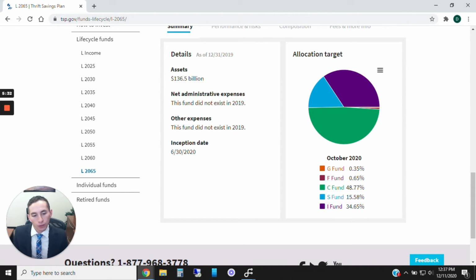And then about almost 50% is the C fund, a little over 15% is the S fund, and about 35% is the I fund. So, quick recap, the C, S, and I funds are stock-based funds, meaning they're going to have more volatility. They are going to bounce around more over time, but at least historically, they have grown at a much faster rate than the G fund and the F fund. And so stereotypically, if a fund has more of the G and F fund, it's going to grow much, much slower, but it is going to be a lot more safe.